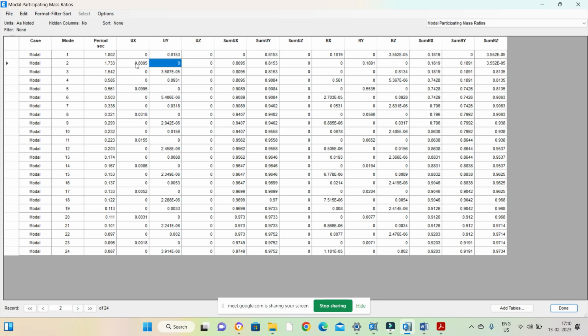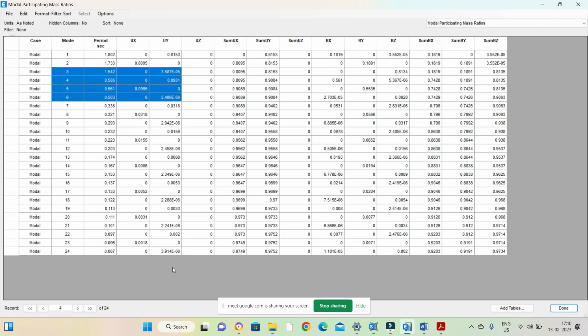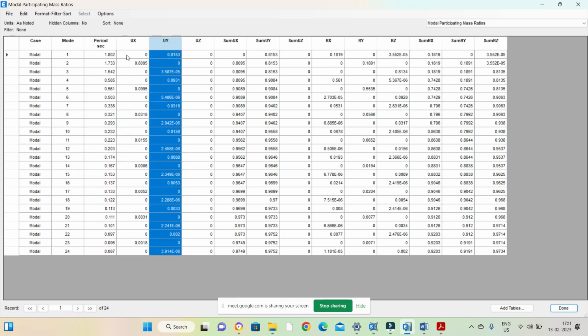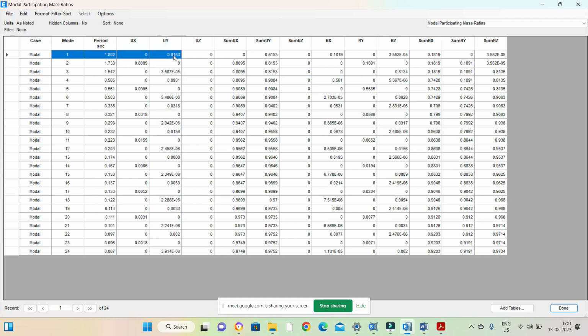So this is the first mode of x direction, and like this you have to identify which mode to consider for defining the pushover load case. We are not considering the remaining modes, only the fundamental mode of x and y direction. So we have identified this is the fundamental mode of y direction and this is the fundamental mode of x direction. Like this you have to define.